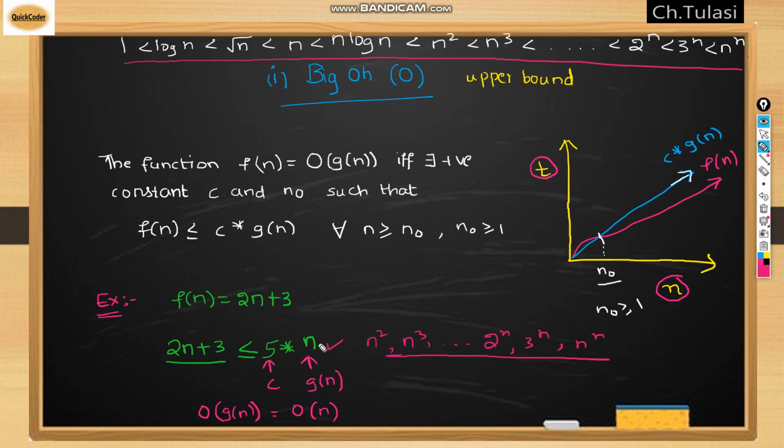Instead of n, we can also write n square, n cube, 2 power n, 3 power n, n power n. But n log n, n square, n cube and so on are all just upper bounds. The tightest bound, or the least upper bound, is n. These others are also correct answers, but we always stick to the tightest bound.